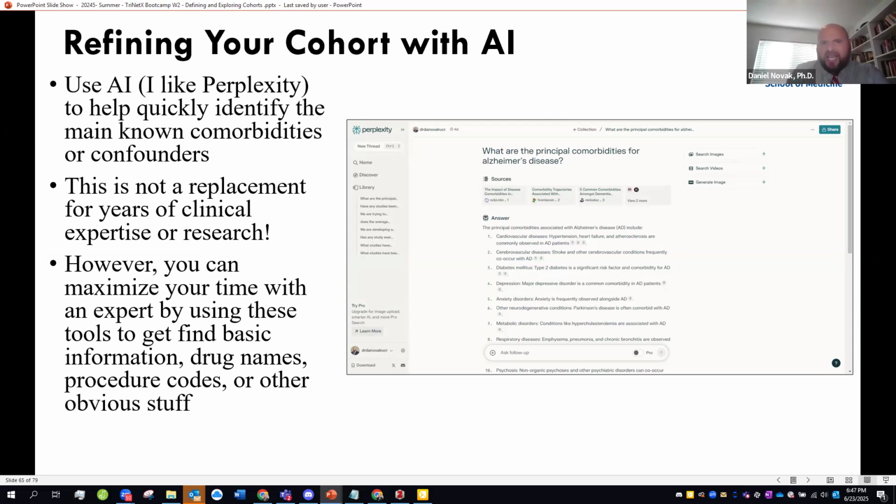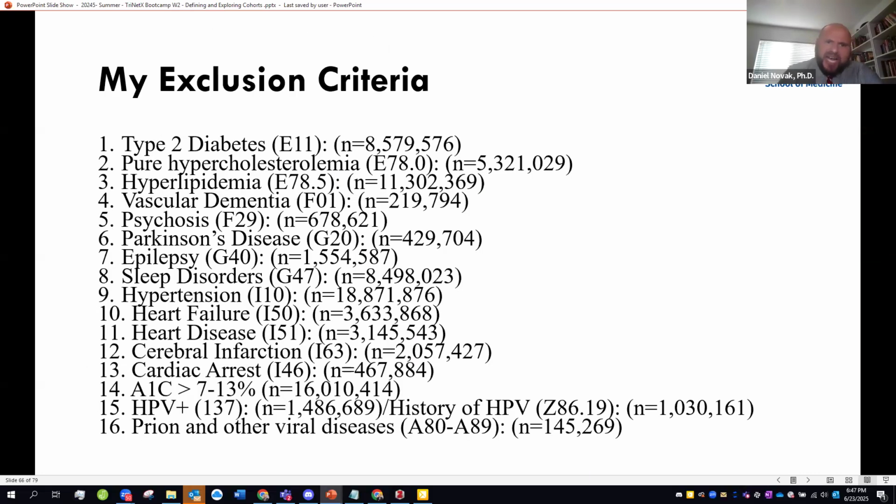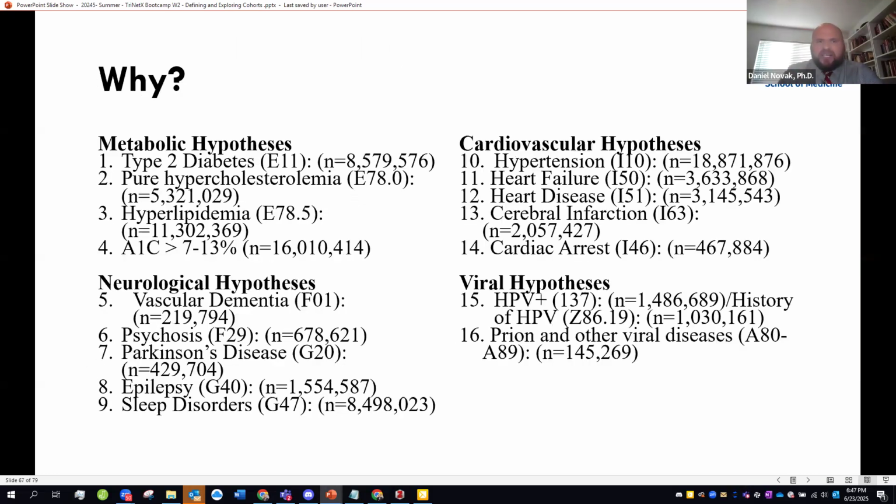So using AI, and specifically I like Perplexity, to identify those comorbidities and potential confounding features or definitional features of your cohort can be really, really useful. Based on that, it turns out that there's a whole range. I think there are 16 different exclusion criteria that we brought into this study to make sure that we weren't introducing complexity into our Alzheimer's and statins study. This isn't comprehensive, but it does cover a whole range of existing theories.